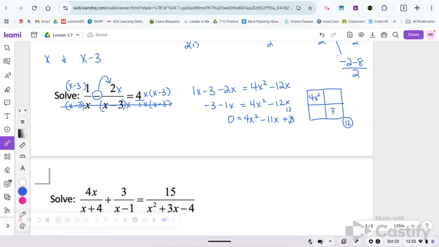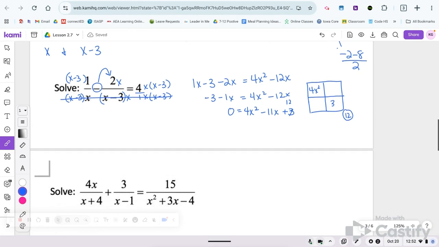Of which there's none, right? 3 and 4 make 7. 2 and 6 makes 8. All right, so I guess I should have done this one by quadratic formula.